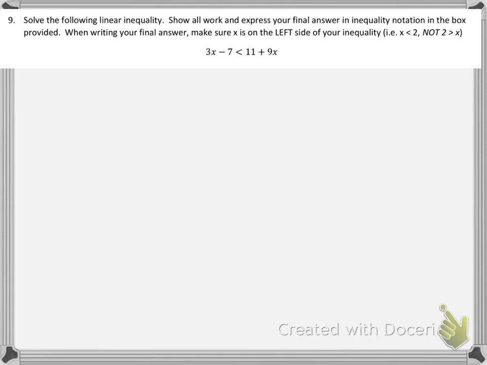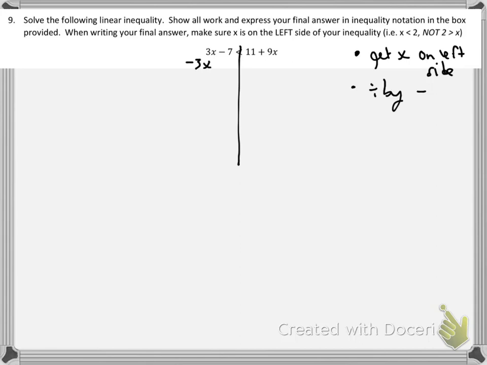Number 9, this time we have to solve an inequality. So remember, solving an inequality is exactly the same as solving an equation except for 2 main rules. The first rule is that we have to get x on the left side. And the other rule is that if I divide by a negative number, then I have to flip the inequality sign. So let's get started and see what happens.